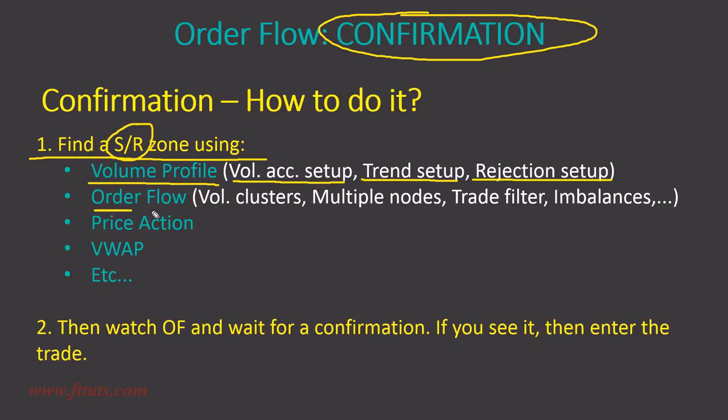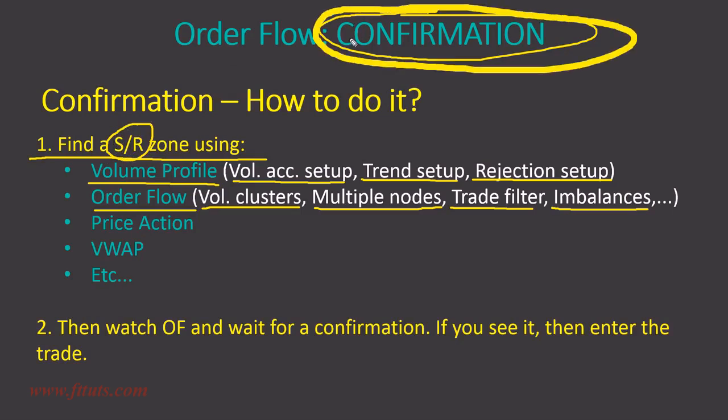You can also find support and resistance zones using order flow. I also prefer that. You can use the setups which I already showed you to identify those zones. So you can use the volume clusters, multiple nodes, trades filter, or the imbalances to find those support and resistance zones. And around those zones, you'll be waiting for the confirmation, all right? Now you can also use some price action setups which you like to trade, or VWAP setups, or some other trading setups which you like to trade.